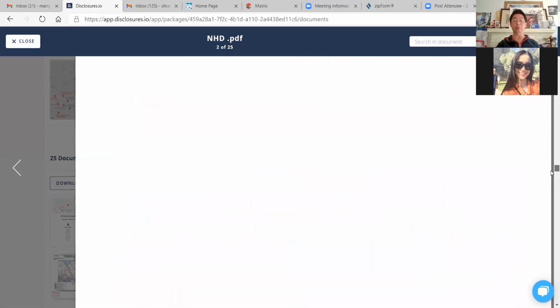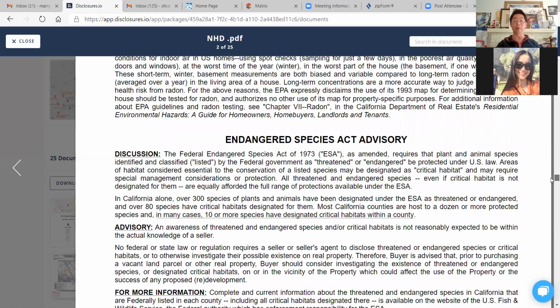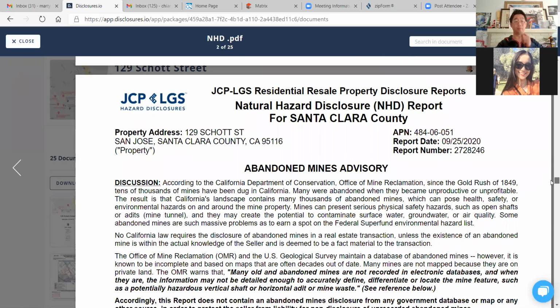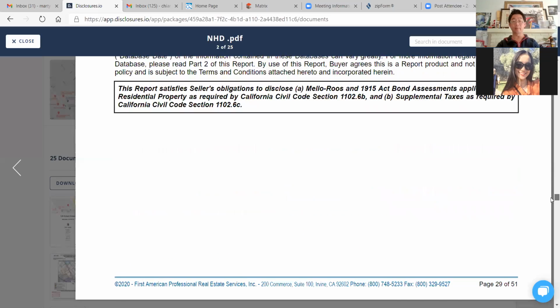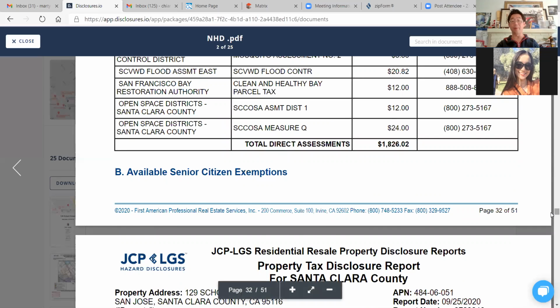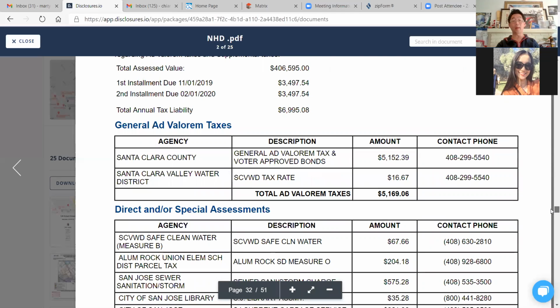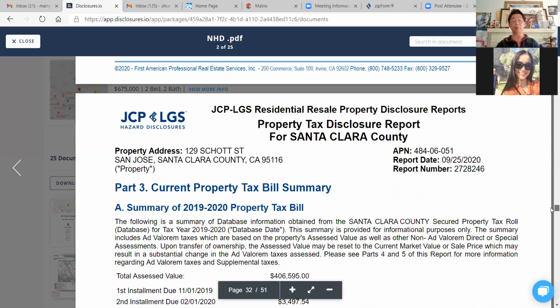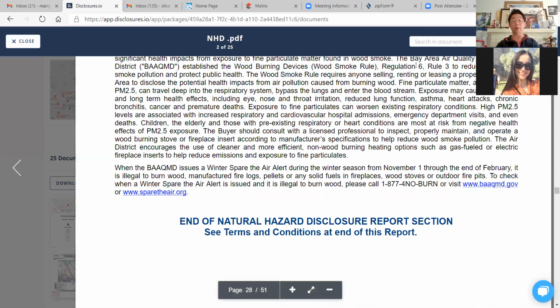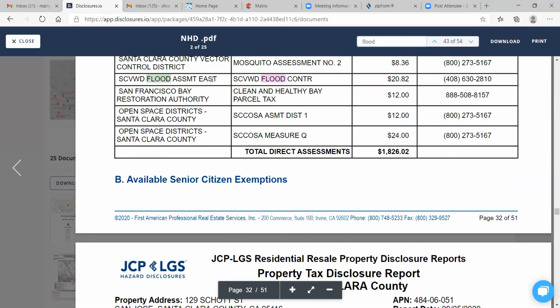This is basically for you to know the information. Let me move to the next one. Do you know if that area ever flooded? Then we need to check here. You can search here. All you do is type in flood, and it'll come to the flood assessment.